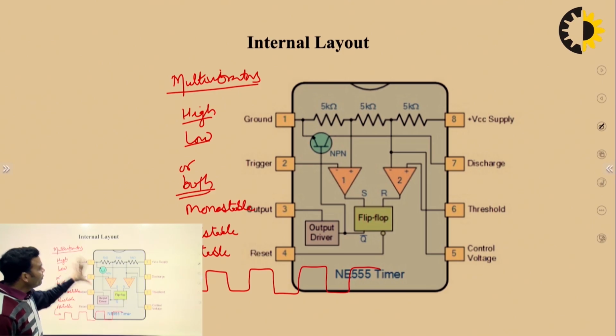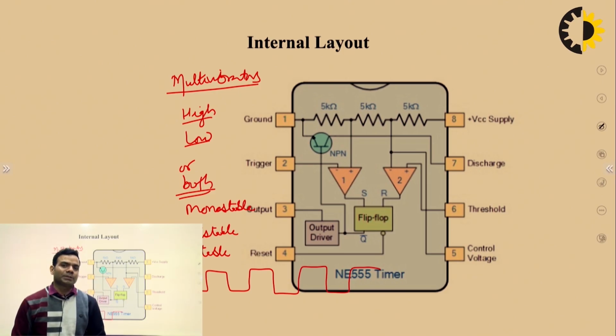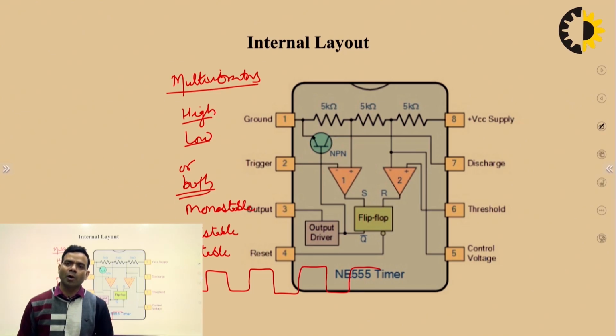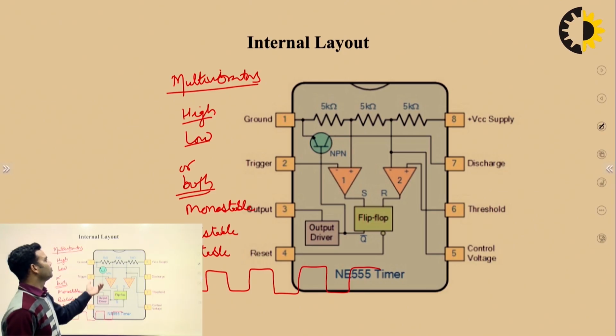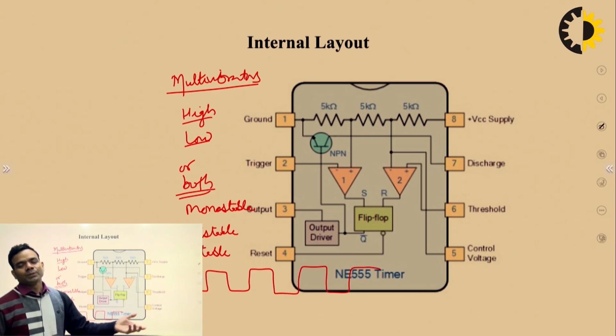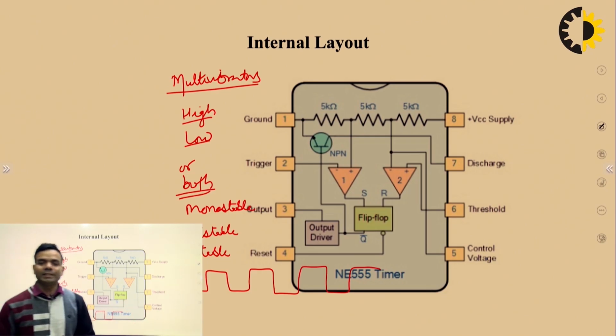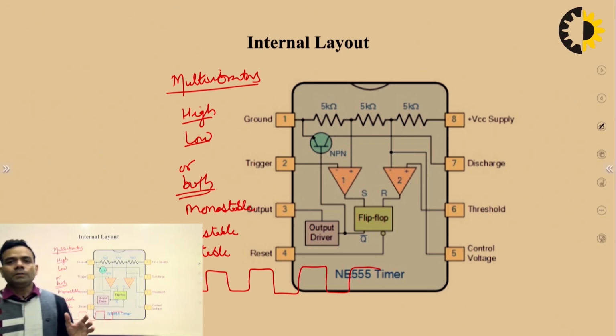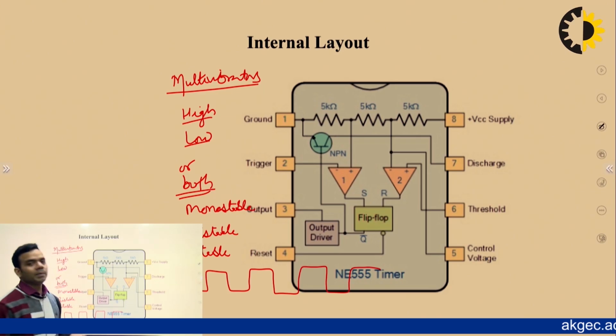So, how can we design a multivibrator circuit? Multivibrator circuits can generally be designed with two devices. One is with the help of an operational amplifier, or they can be designed with the help of a 555 timer. Here I am going to discuss the design of multivibrators with the help of the 555 timer. Before starting the discussion of multivibrators, I would like to discuss the 555 timer IC.